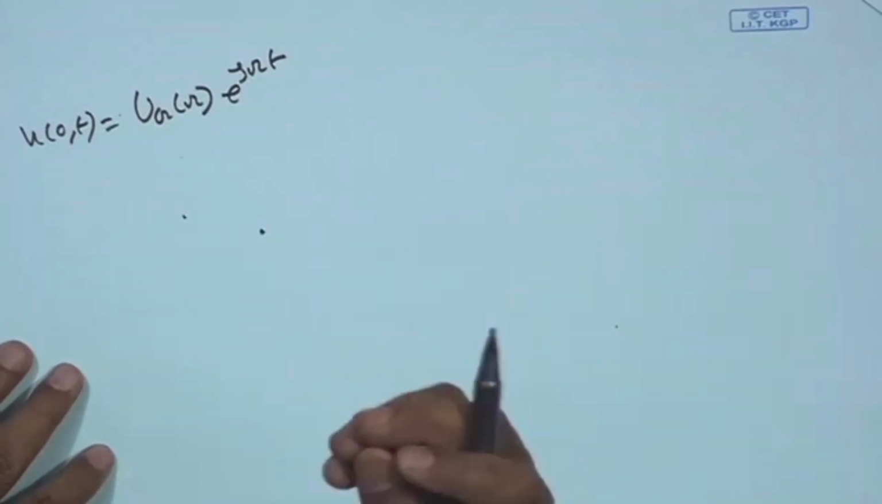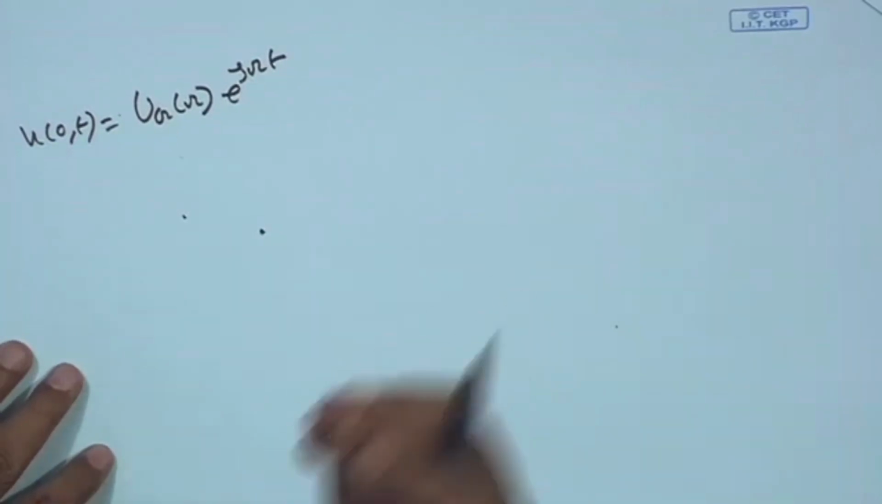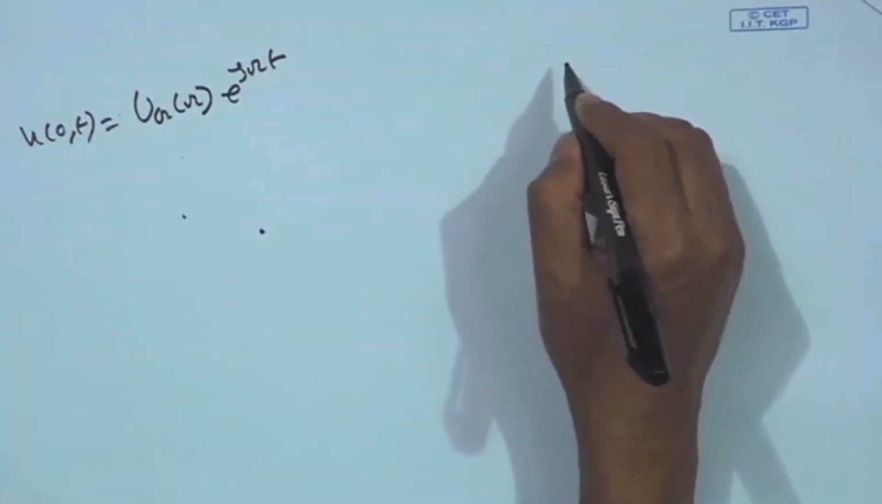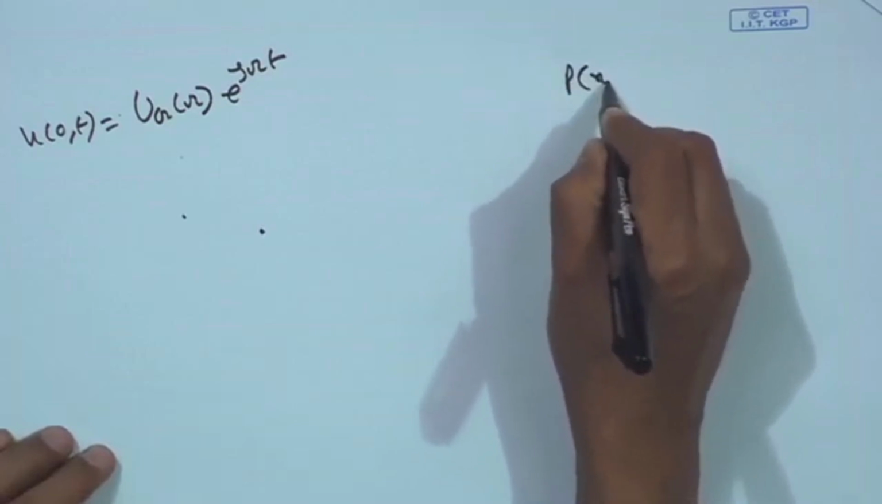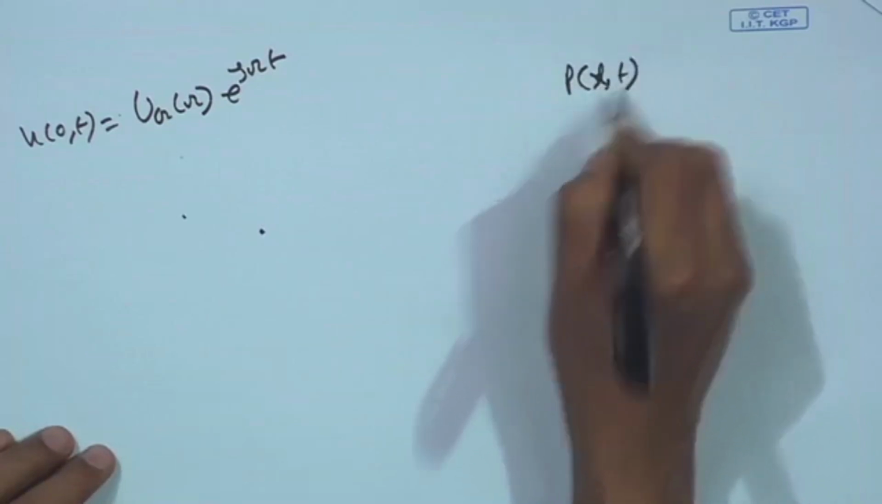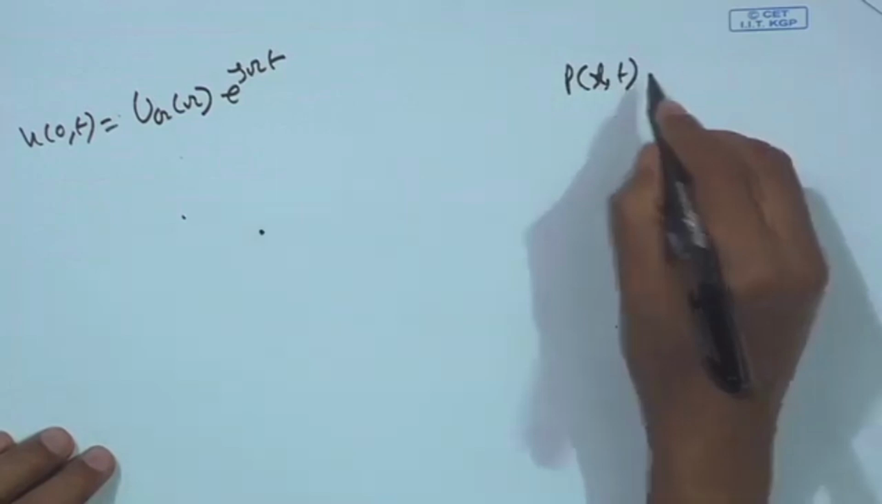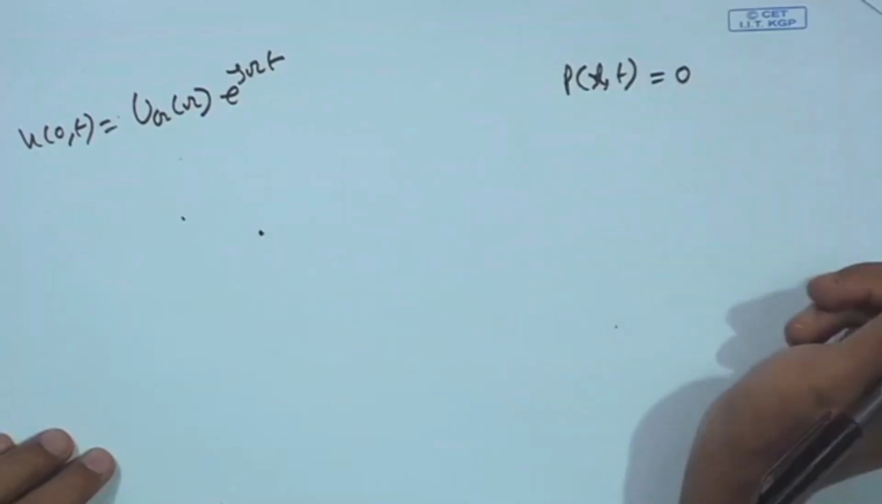And at the lips, there is a radiation load, but for low frequency the radiation load is completely not there. So, what will happen at the lips? Again it is atmospheric pressure. So, I can say p(L,t) at x equal to L is equal to 0.